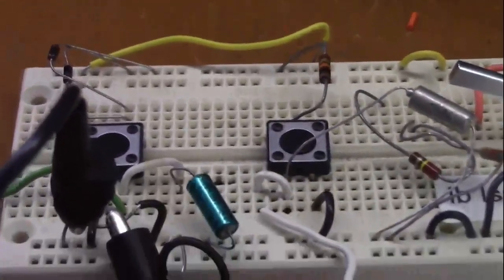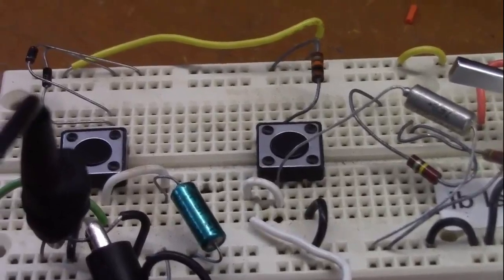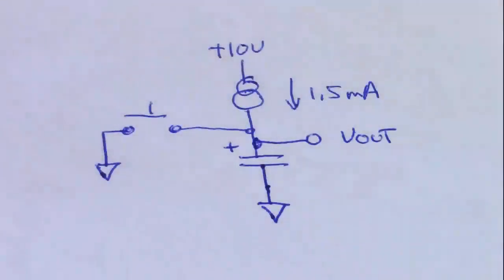We also have a push button. That push button is connected between the capacitor and ground. It's in parallel with the capacitor. So our experimental test setup looks like this. When we press the button, the capacitor voltage is pulled down to ground. When we release it, the capacitor is charged by the 1.5 milliamp current source. So let's see what happens when we press and release the button.